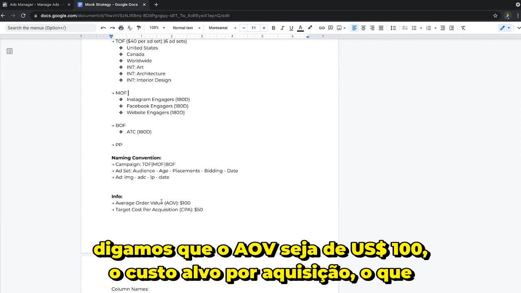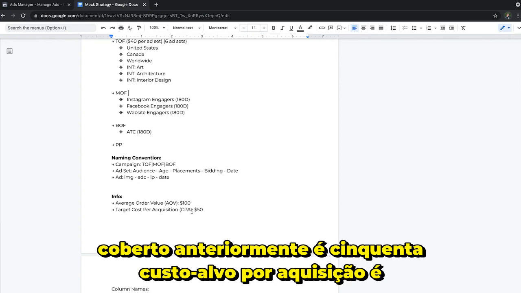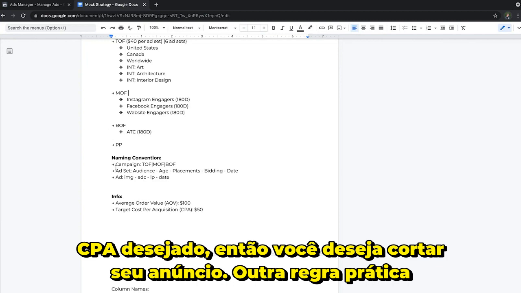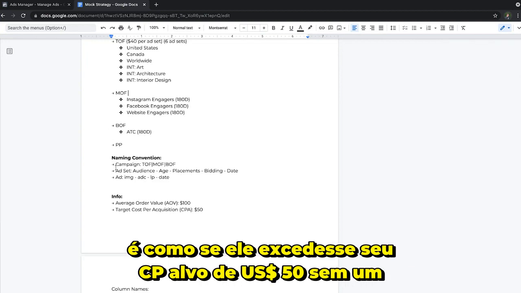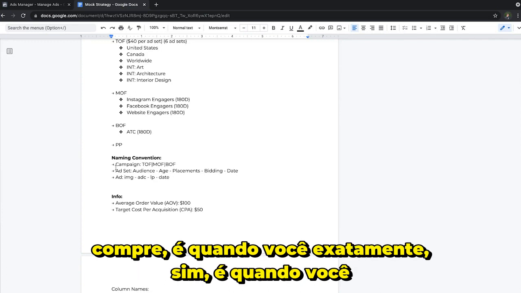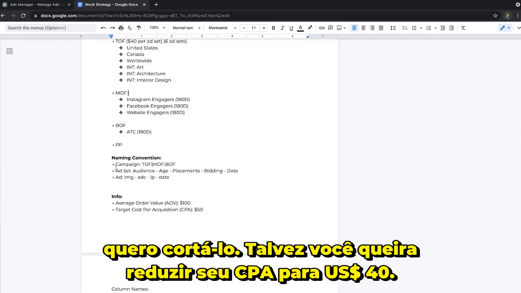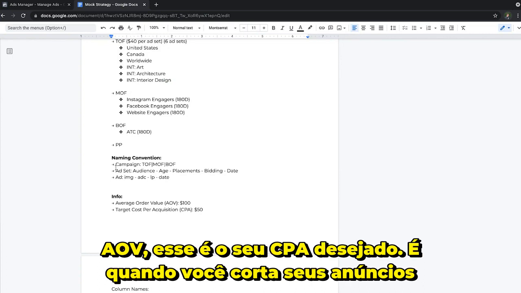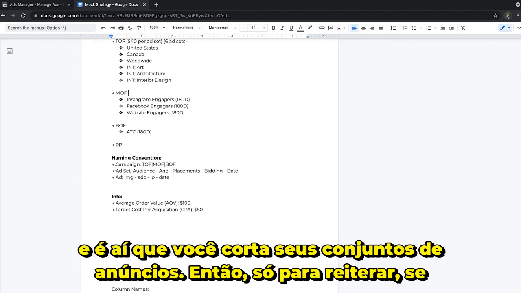The target cost per acquisition, what we covered earlier, is $50. The target cost per acquisition is something you want to hit. If it exceeds your CPA or your target CPA, then you want to cut your ad. Another rule of thumb is if it exceeds your target CPA of $50 without a purchase at all, that's when you want to cut it. Maybe you want to lower your CPA to $40, but ideally you want to keep it around 40 to 60% of AOV. That is your target CPA. That is when you cut your ads, and that's when you cut your ad sets.